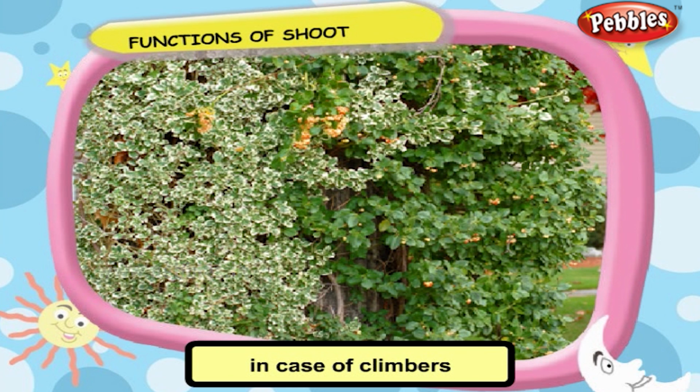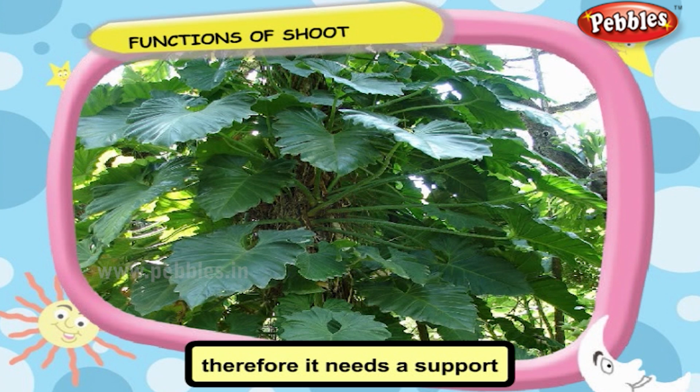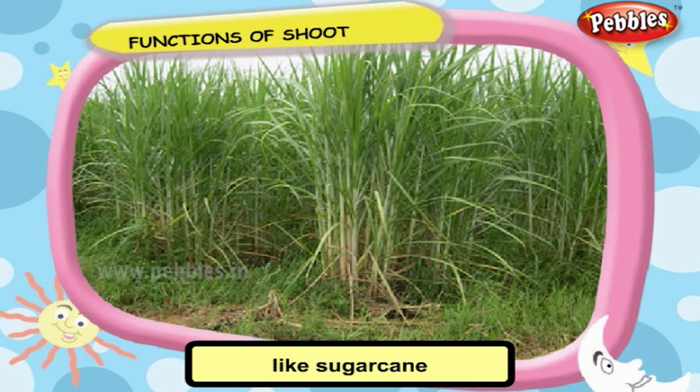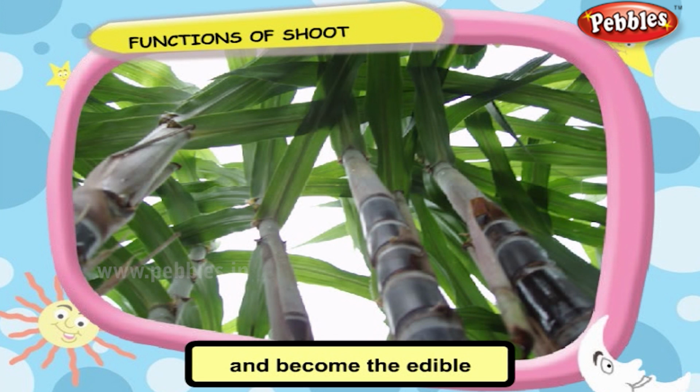In case of climbers, the stem is weak. Therefore, it needs a support to grow. In some plants, like sugarcane and potato, the stem stores the excess food prepared by the plant and becomes the edible part of the plant.